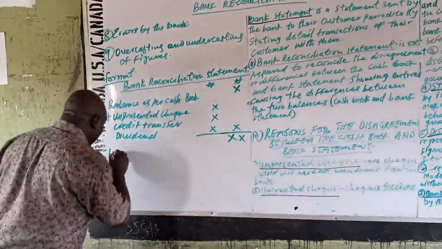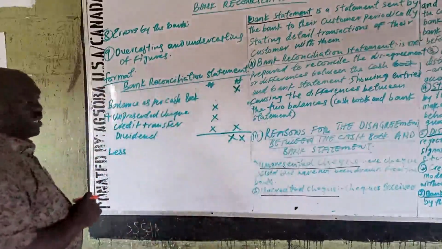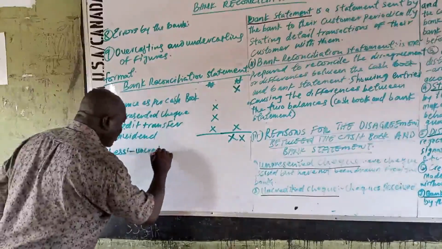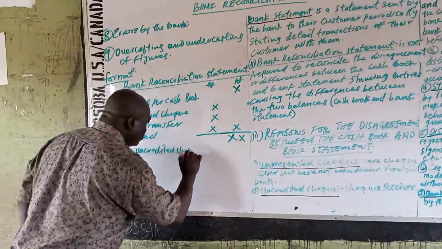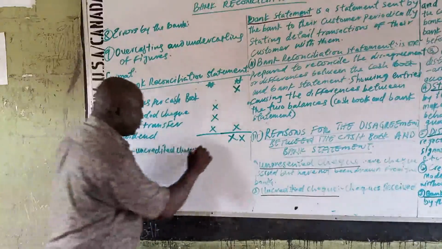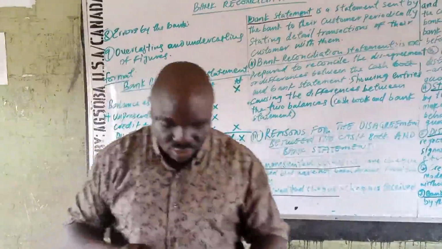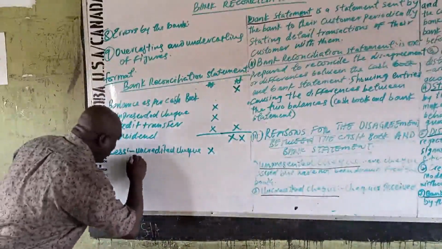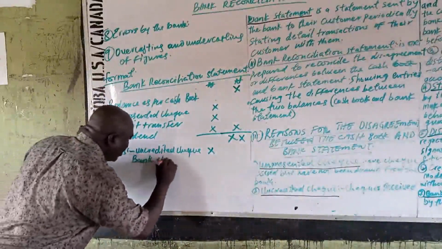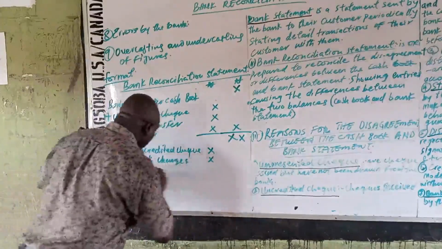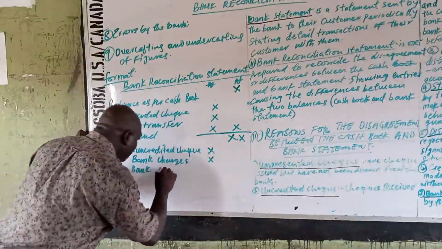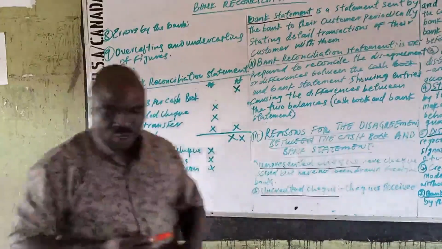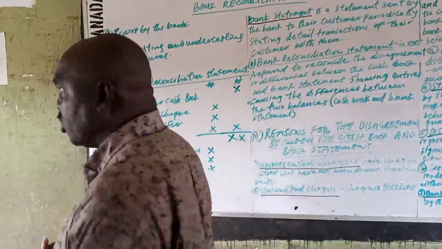Then you'll be able to now less your uncredited check. Now, after that one, you look at your bank charges, your bank commission, and also you have your bank charges. If there is any, you have your bank commission. If there is any, then you have your standing order and your return on check.